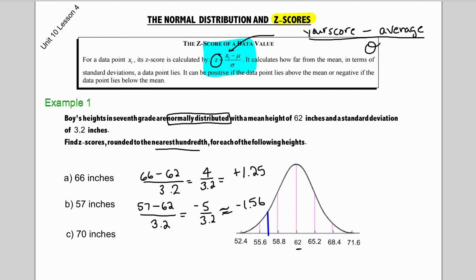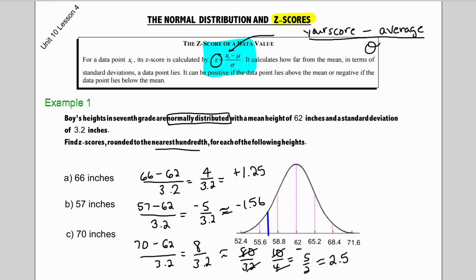And 70 inches. Wow, this kid's really above average. This is a tall dude. 70 minus 62 divided by 3.2. Okay, so that's 8 divided by 3.2. He's not quite 2 standard deviations above. Well, I don't need my calculator really. I can do 80 over 32. 8 goes in there 10 times, 8 goes in there 4 times, 2 goes in there 5 times, 2 goes in there twice. So he's 2.5 standard deviations above average. That dude's way out there, which we can see anyway because that's where 70 is on the bell curve.